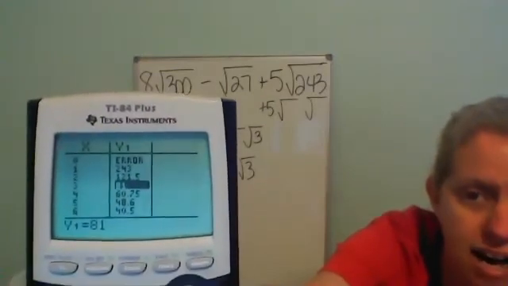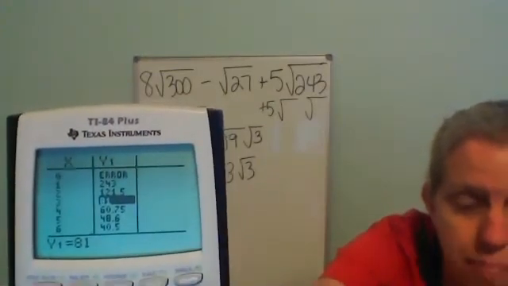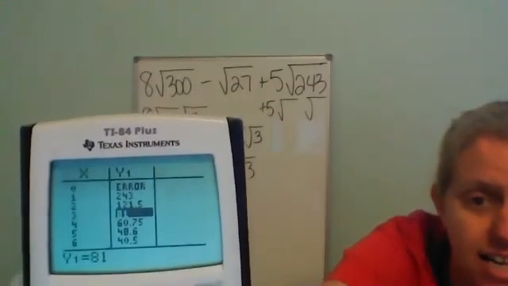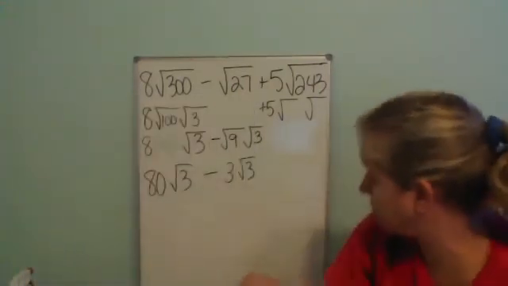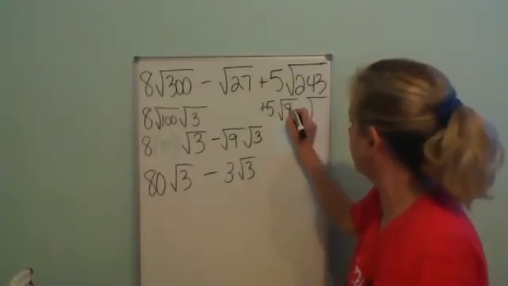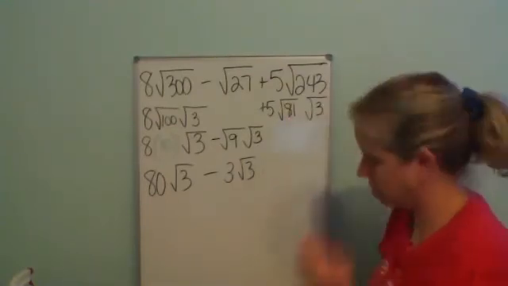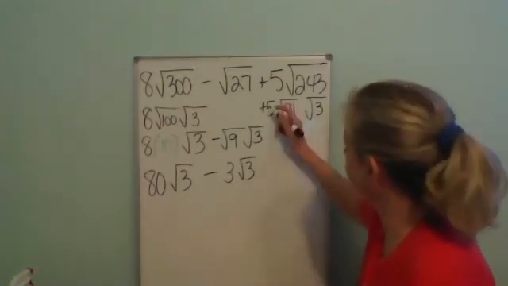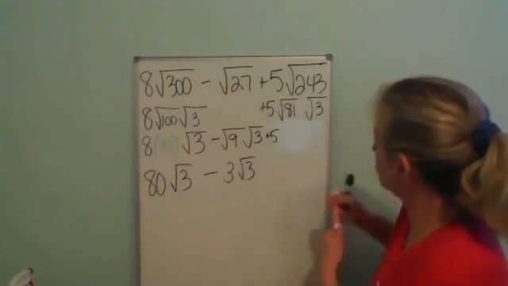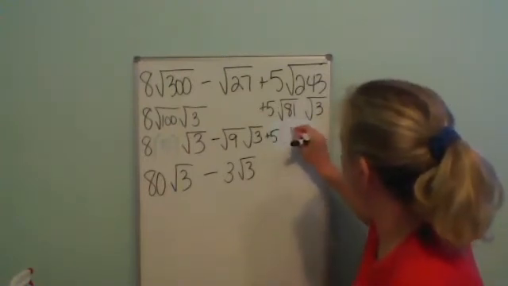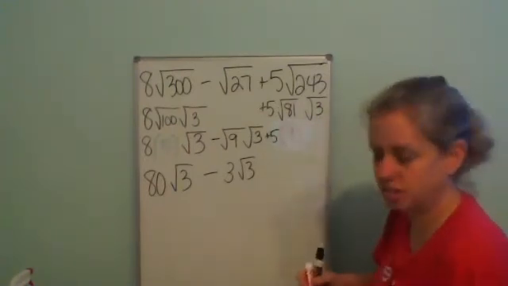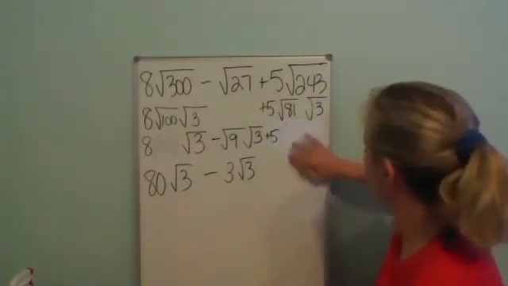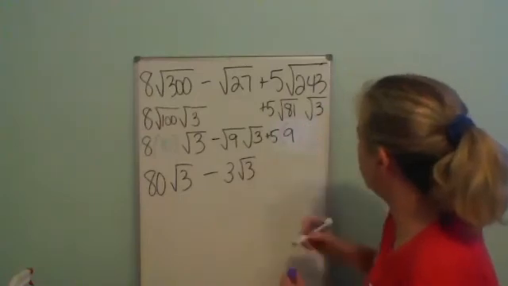81 times 3. Isn't 81 a perfect square? What times itself is 81? 9 is. So 81 is a perfect square. So it'll come here. 81 times 3. Let's see. Bring down the plus 5. What's going to come out of that 81? You're going to have a 9 come out of there. Can you see that? So a 9 comes out of that.